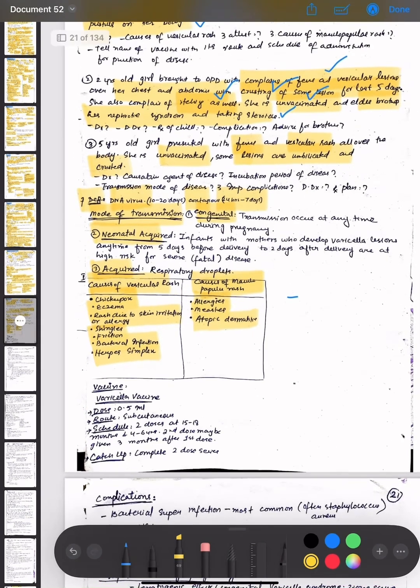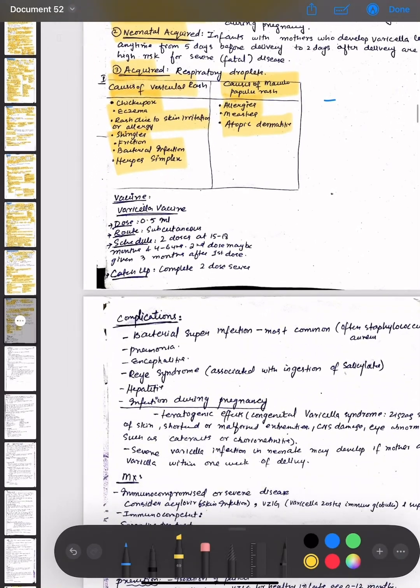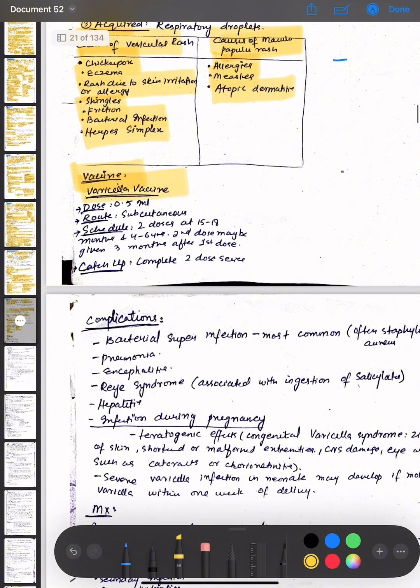Now the vaccine for chickenpox is the varicella vaccine, and the dose is 0.5 ml given subcutaneously. The schedule is 2 doses, at 12 to 15 months and 4 to 6 years, and the second dose may be given 3 months after the first dose, and the catch-up is a complete 2-dose series.